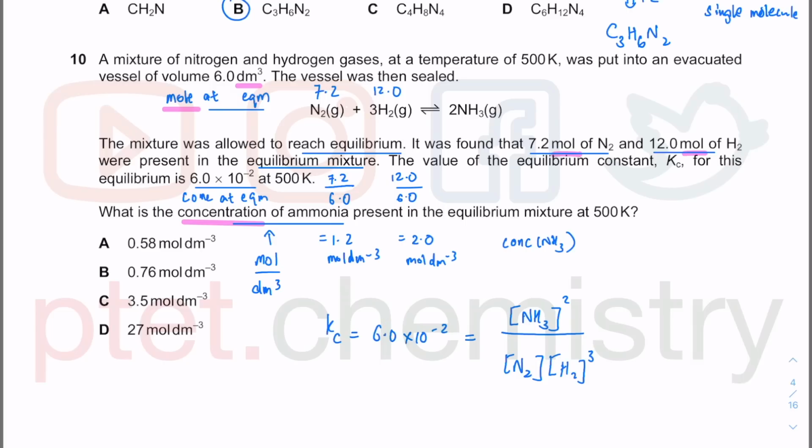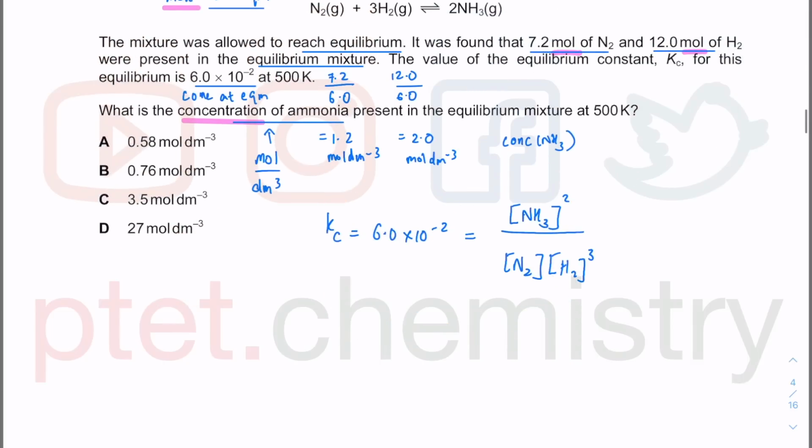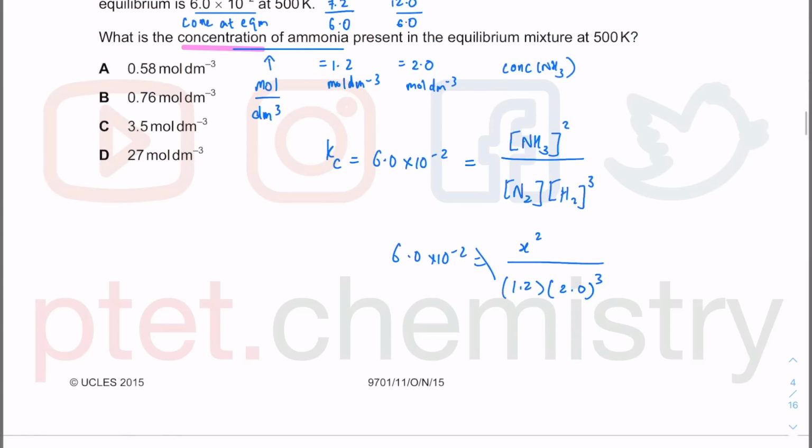So what I could say then is I want the concentration of NH3. So that is going to be x squared, I guess, divided by 1.2 mole per dm cubed, divided by 2.0 to the power of 3, equals 6.0 times 10 to the minus 2. Of course, then you're going to bring up the number, as you would know from doing simple mathematics. So be very careful, use brackets, and do not get confused.